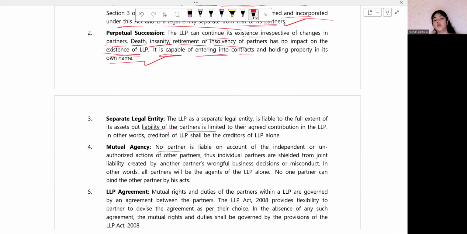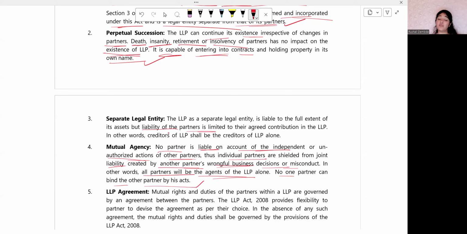Mutual agency. No partner is liable on account of the independent or unauthorized actions of other partners. Thus, individual partners are shielded from joint liability created by another person's wrongful business decisions or misconduct. In other words, all partners will be the agents of LLP alone. No other partner can bind the other partner by his acts.